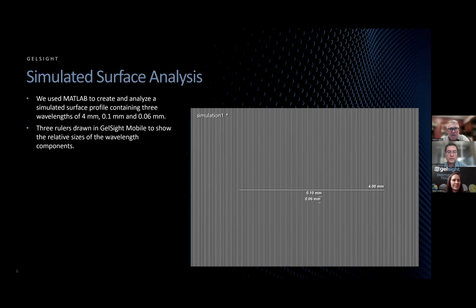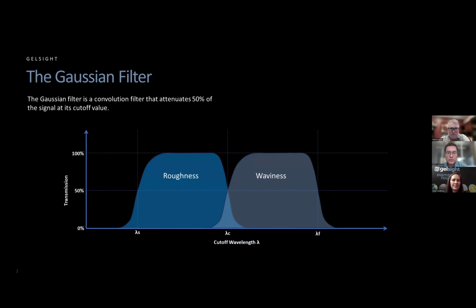Now, on the next slide, you can see that we use the Gaussian filter that we talked about in the previous webinar to separate the roughness from the waviness. The roughness is the shorter wavelength components, and the waviness is the longer wavelength components. The lambda C filter cutoff wavelength is where we differentiate between roughness and waviness. And the primary profile is the actual measured profile extracted from the scan itself. So there's no Gaussian filter applied to the primary profile.